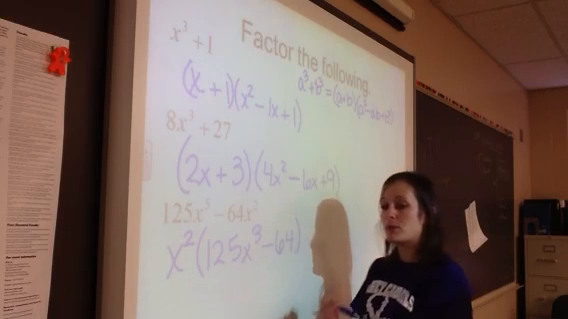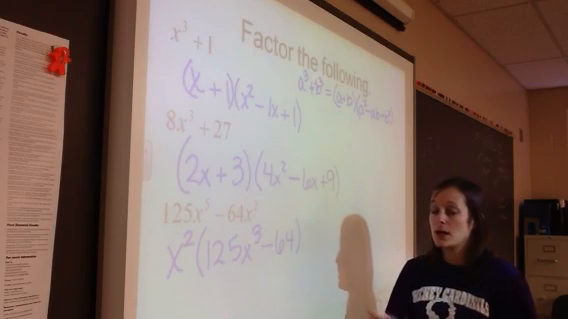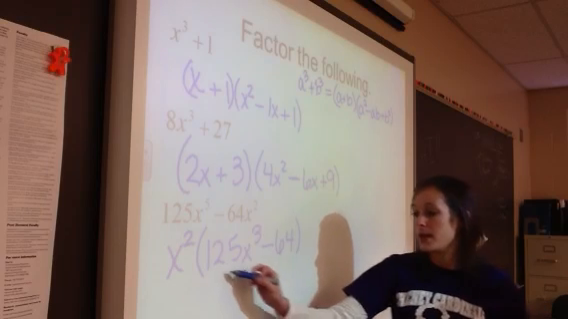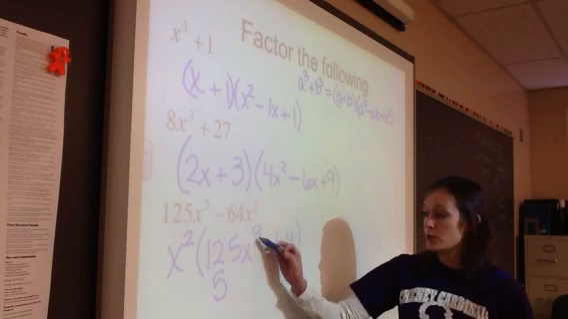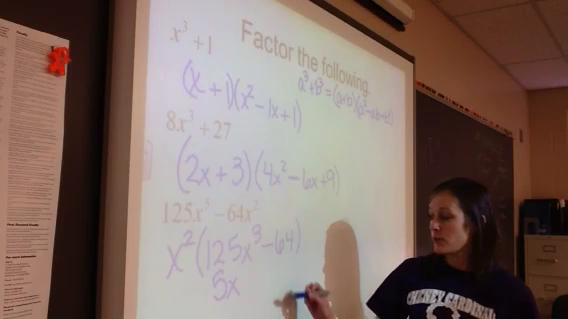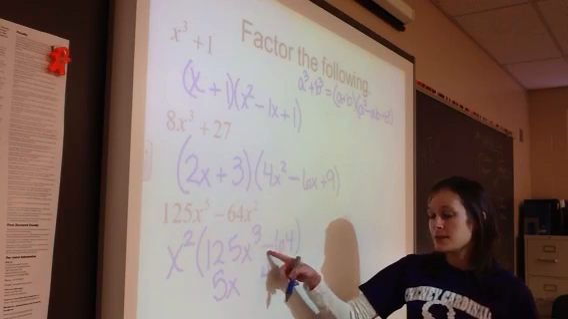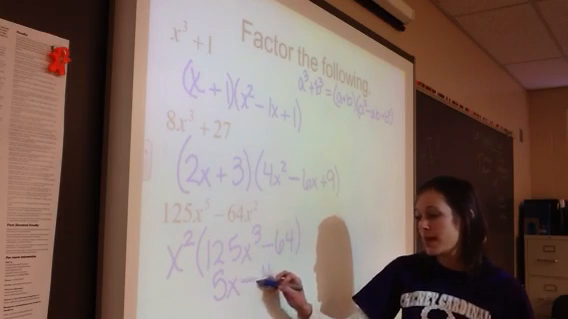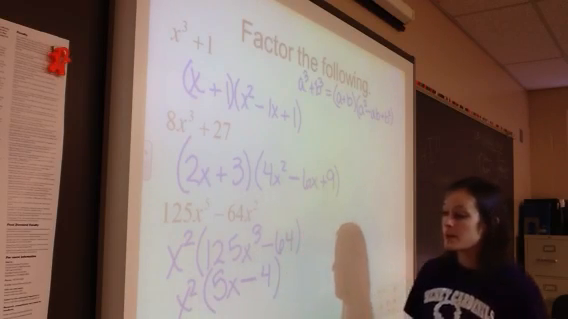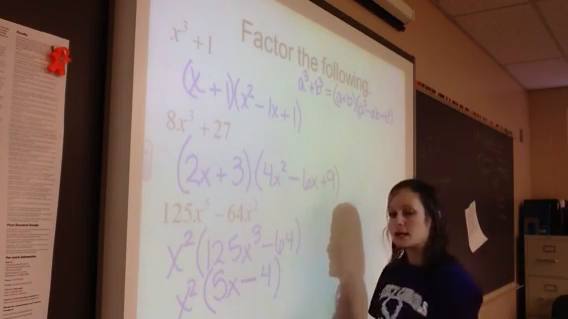Now what we have in parentheses is a sum of cubes. So what's the cube root of 125? It is 5. What is the cube root of x cubed? x. What is the cube root of 64? 4. This time, since it's a difference, you're going to make that a minus sign there. Instead of having a plus b, you're going to have a minus b.